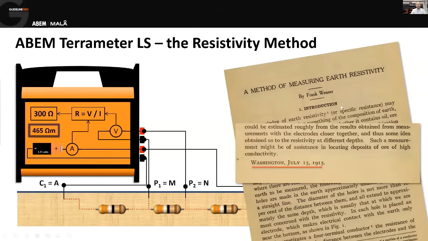And it uses a 4-probe method with equally spaced electrodes. And that method still carries his name to this day. So it's been around for a good while. This is not a particularly innovative method of measuring resistivity, but it's one that works and works reliably.